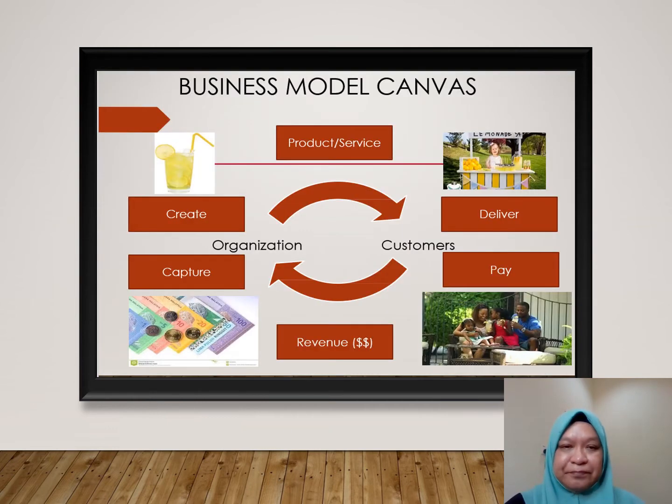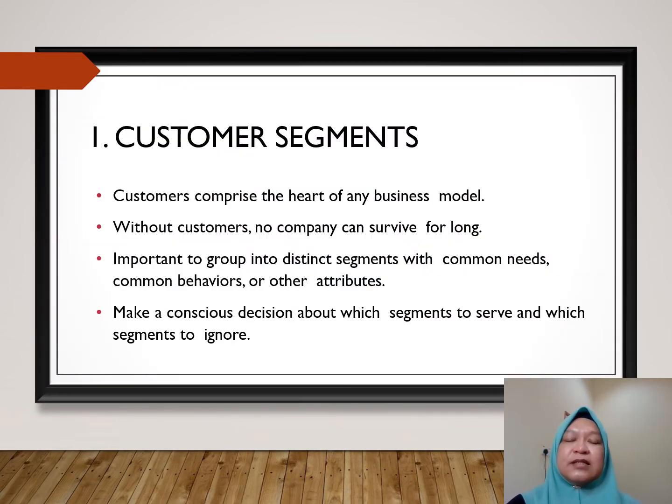Basically, the business model canvas will summarize everything about the organization. What the organization creates, whether it's a product or services, and how to deliver it to the customer. After the customer gets the product or services, they pay, and this payment will be the revenue for the organization. The organization will get this revenue, and they will create more of the product or services.